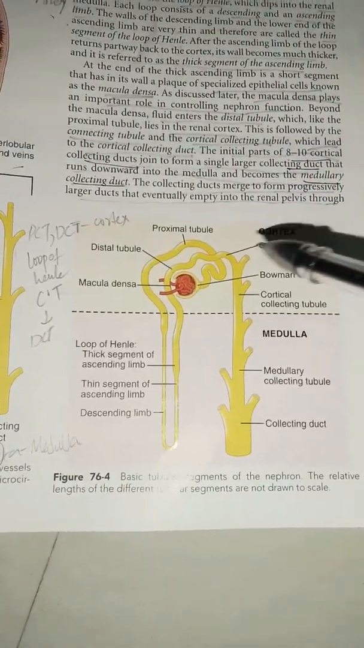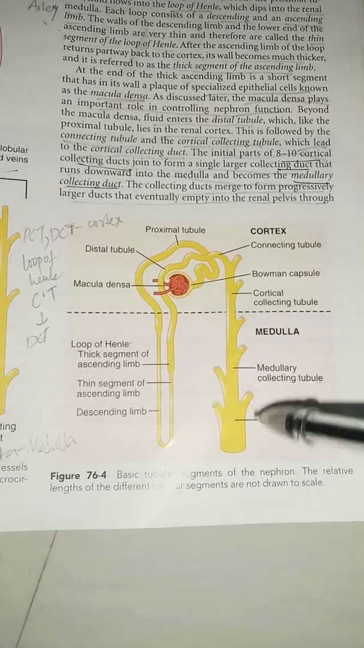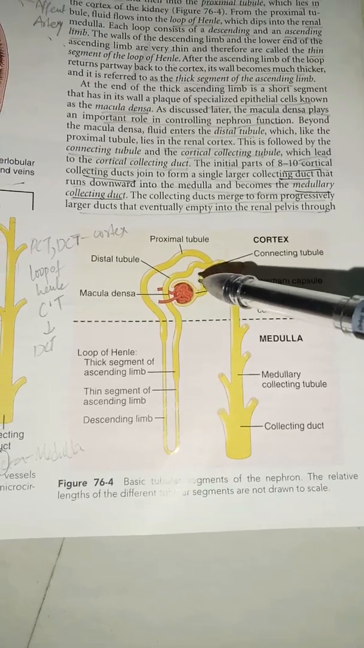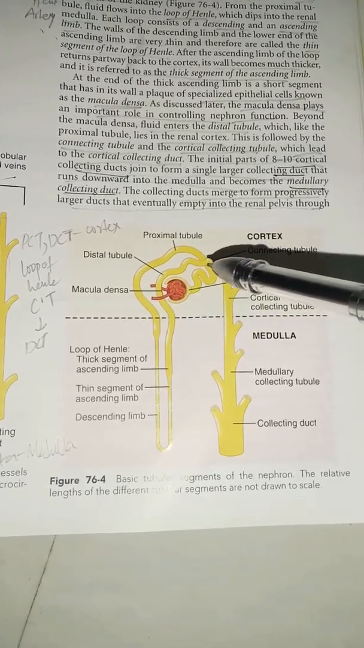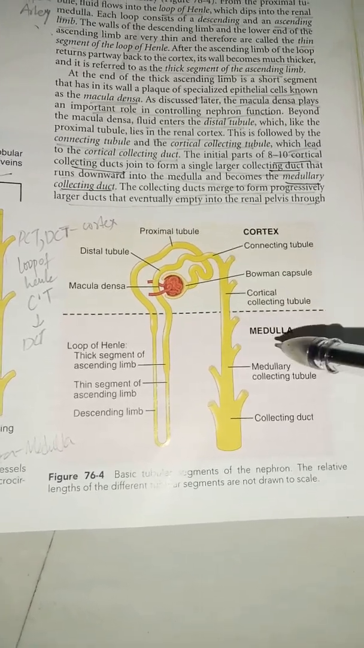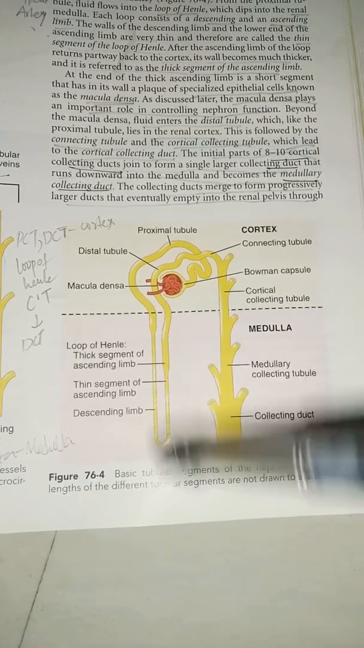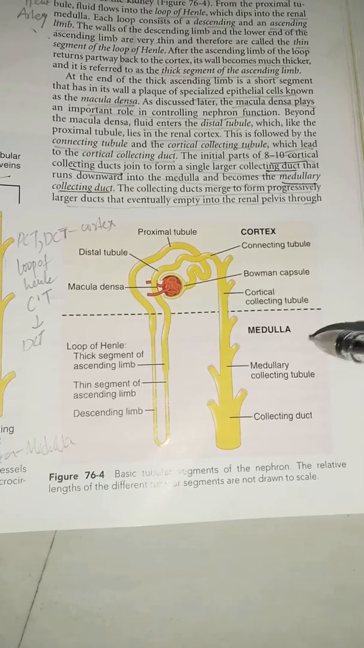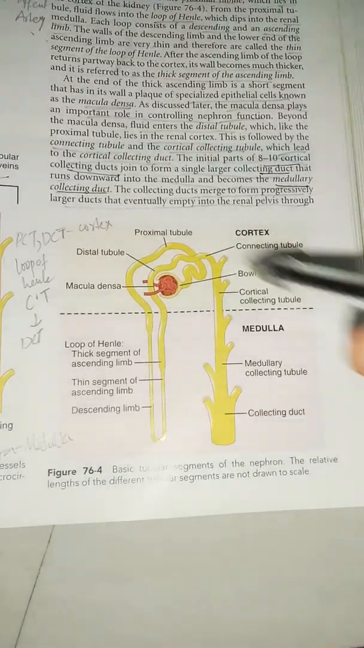So this is the structure. Remember, in the cortex you will have your PCT, the proximal convoluted tubule, and also your distal convoluted tubule. Whereas in the medulla you will have your loop of Henle and the collecting duct. These are the structures we need to remember, which are present in the cortex and which in the medulla. You can also check this again.